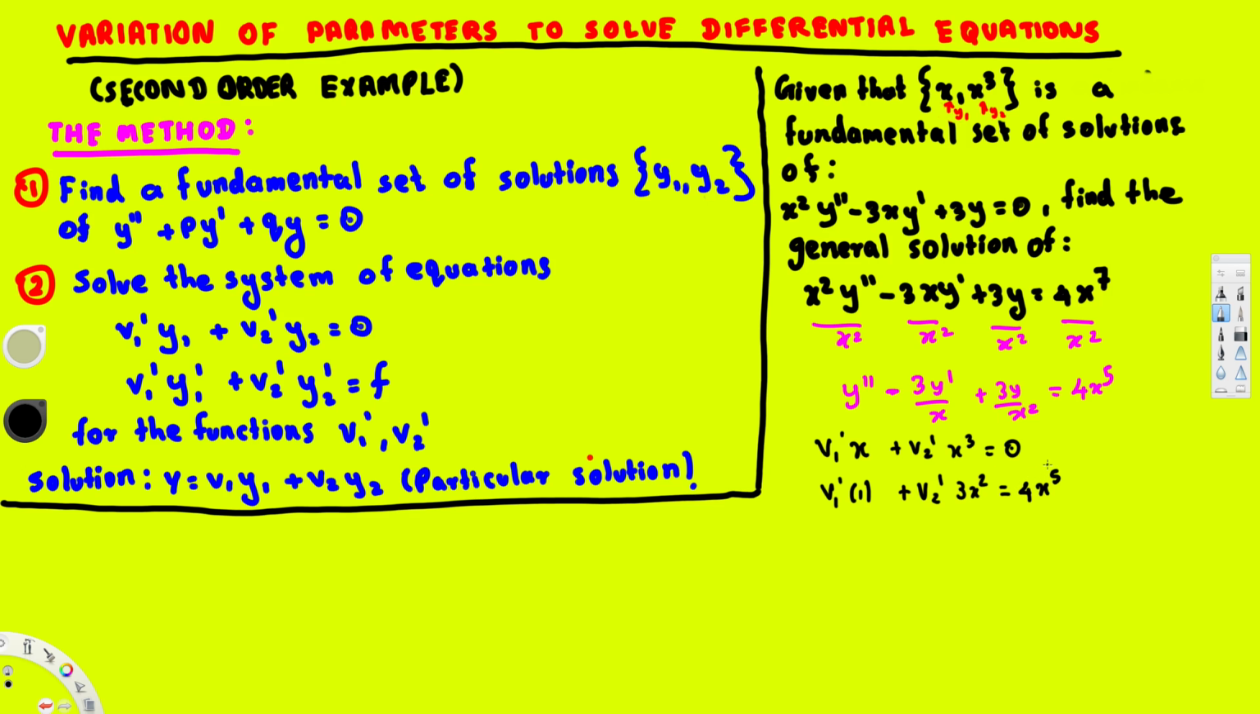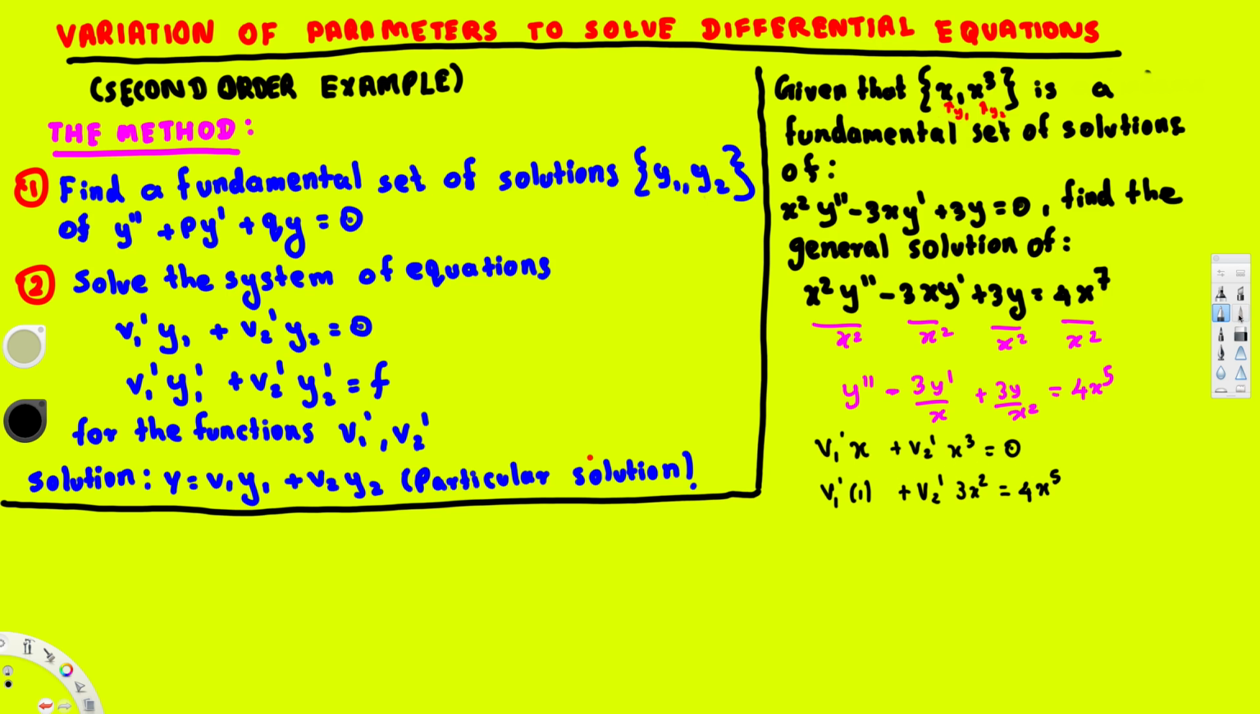Our main purpose of this equation is to find v1 and v2, because in the particular solution we have to give the answer as v1 times y1 plus v2 times y2. So we have to solve for v1 and v2, right? Because if we find v1 prime and v2 prime, we can integrate them to get v1 and v2, right? Now we have to solve this one.